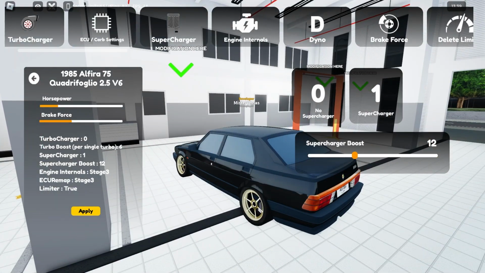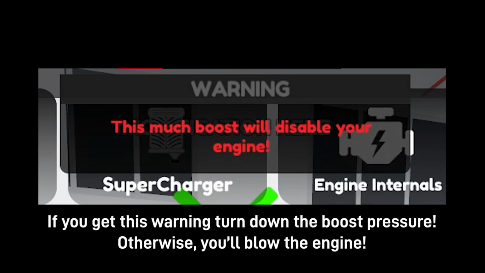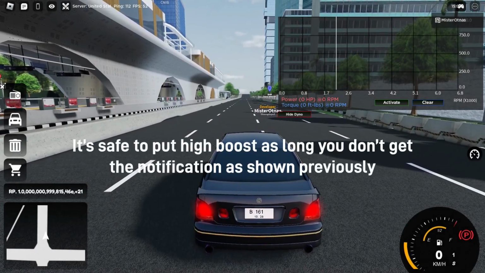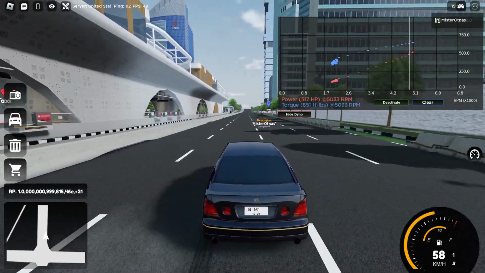If you put too much boost pressure on the engine, there will be a warning that says you will disable the engine. If you get this warning, turn down the boost pressure, otherwise you will blow the engine. It is safe to put high boost pressure on the engine if you never get the notification that you will disable the engine.